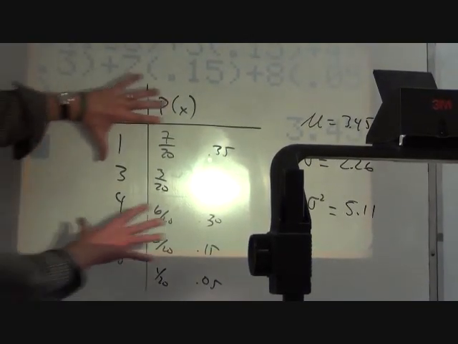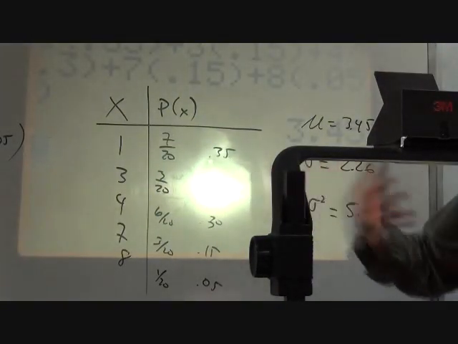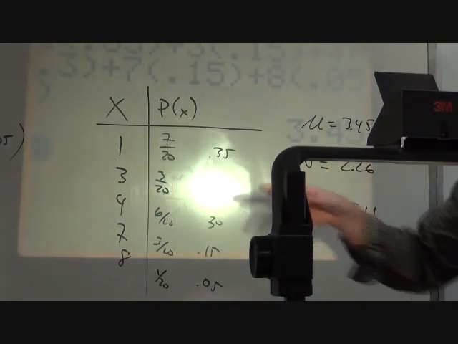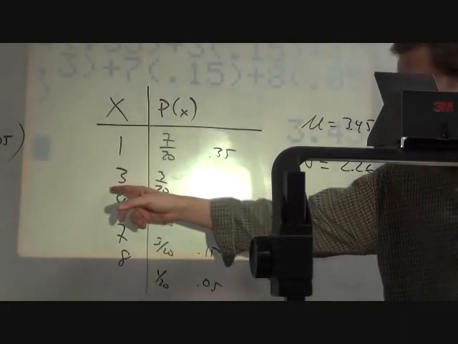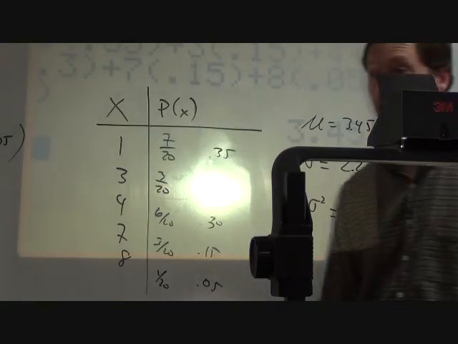Now, if I just give you this, and you don't know how many numbers there were, you don't know if there were 20. There might be 200 or 2,000. But you know 1 shows up 35% of the time, 3 shows up 15% of the time, you still get the same mean or expected value.